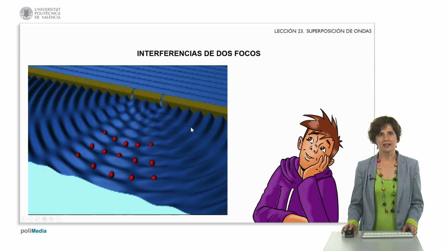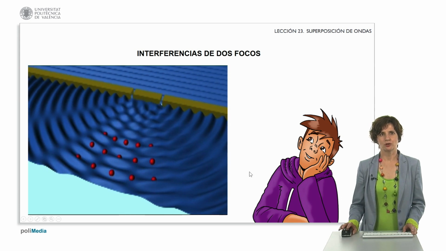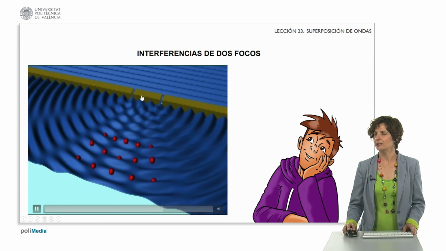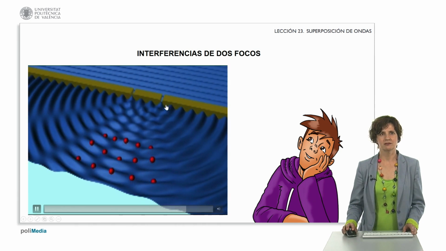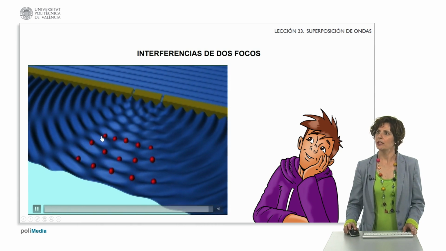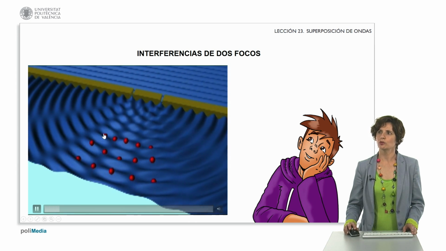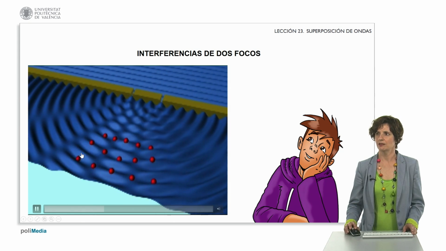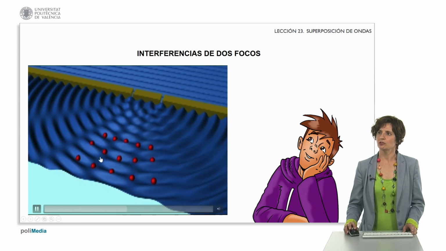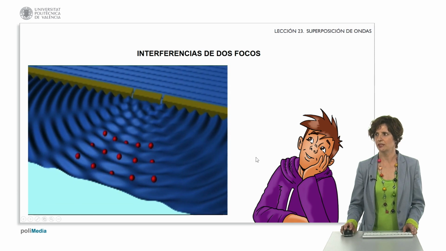In this transparency, we observe how some balls oscillate up and down in the sea after the waves have passed through this double slit. This row of balls is located on points where there has been a constructive interference and the amplitude is maximum, while these others are over points where the interference has been destructive and the amplitude is minimal.